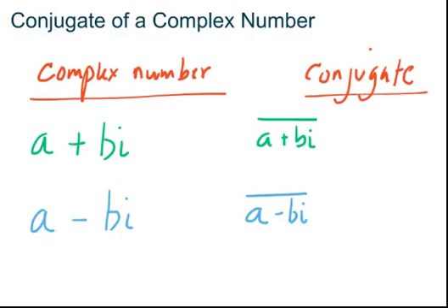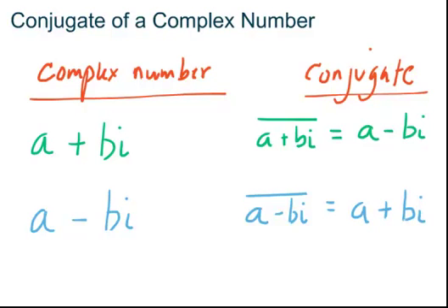Okay? Let's talk about something called the conjugate of a complex number. So if the complex number is a plus bi, we write the conjugate as a plus bi with a line over it to mean the conjugate, and what that's equivalent to is a minus bi. Likewise, if our complex number is a minus bi, then we write the conjugate of that with a minus bi with a line over it, or a plus bi.